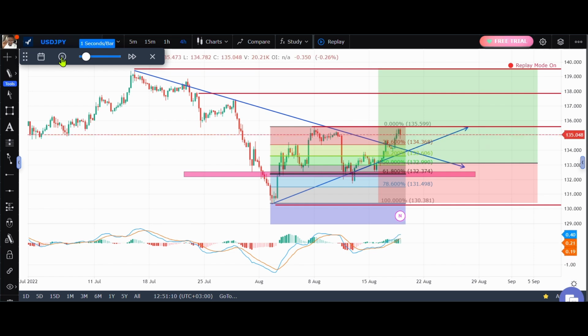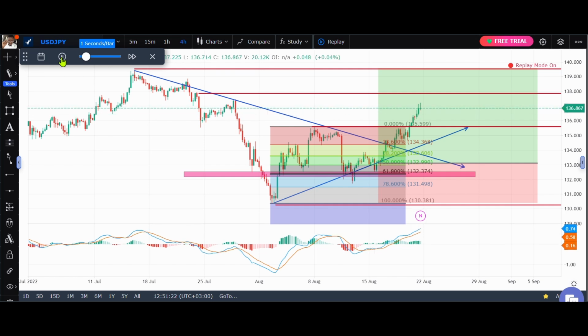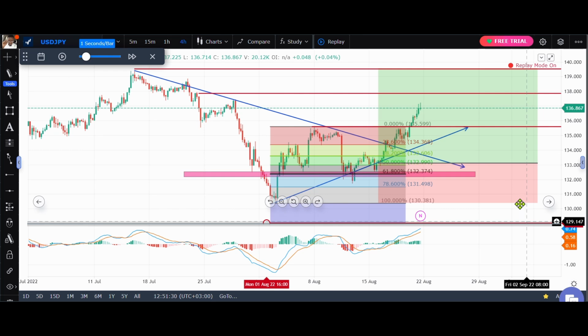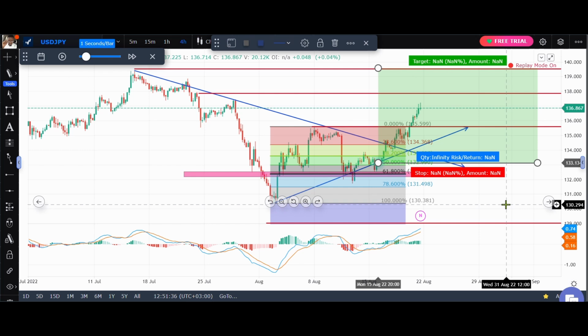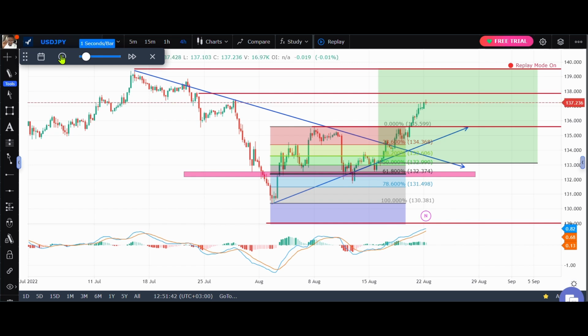Okay, our first take profit is hit. Now at this point, you take your stop loss to break even. Bring your stop loss to entry. Now let's see if we will hit our third take profit. At this point, you can use a trailing stop so that when the market reverses, you have your profit.